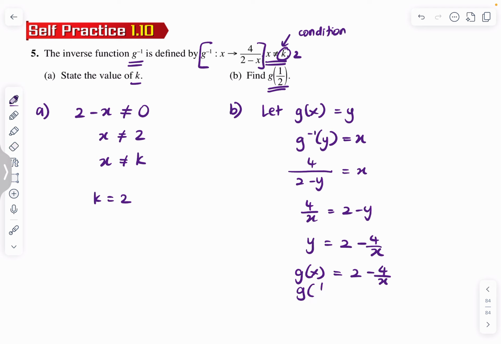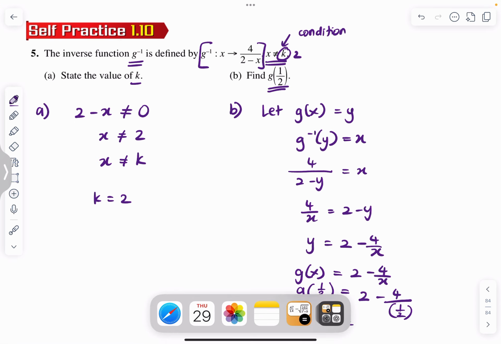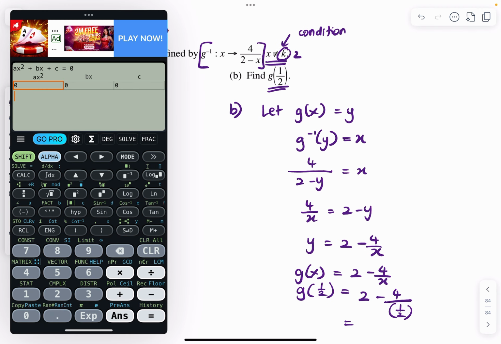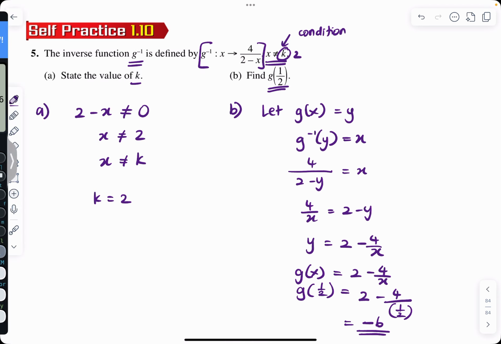So g(1/2). If g(x) is 2 minus 4/x, g(1/2) will be 2 minus 4/(1/2). We put this in our calculator: 2 minus 4 divided by 1/2. Answer is -6. Done.